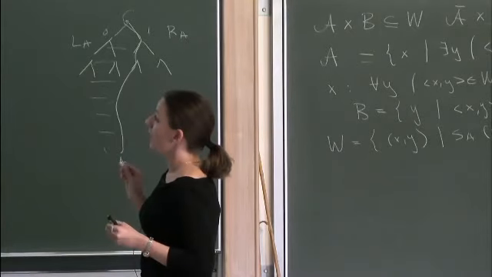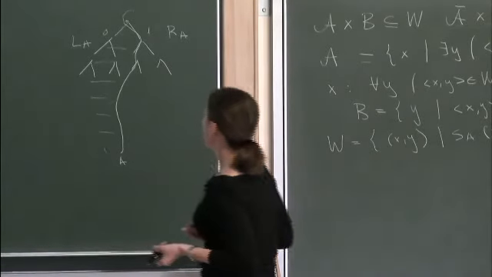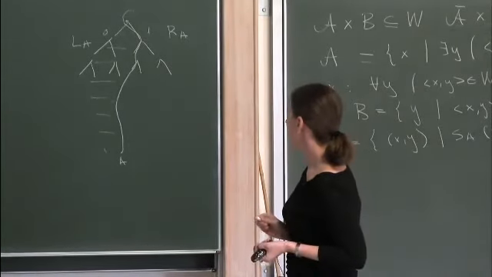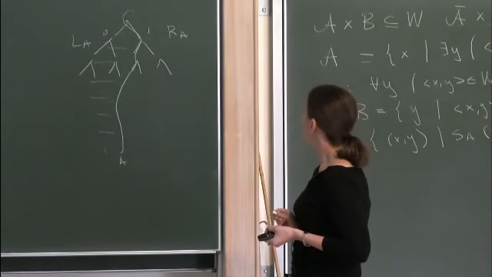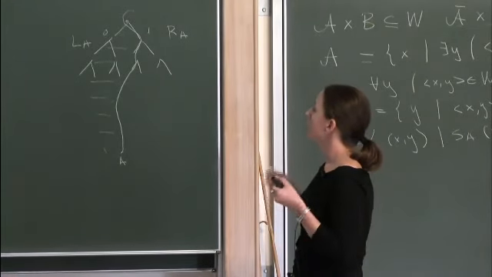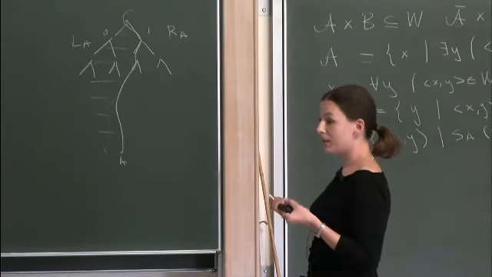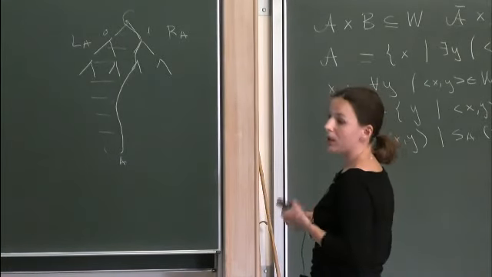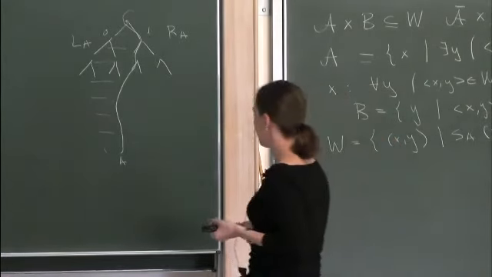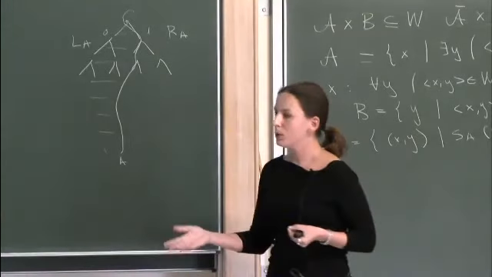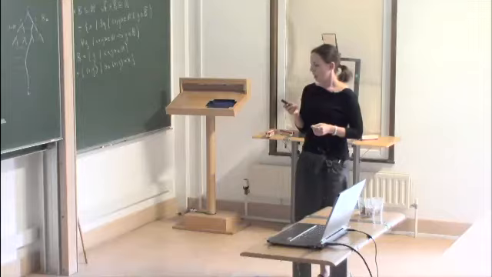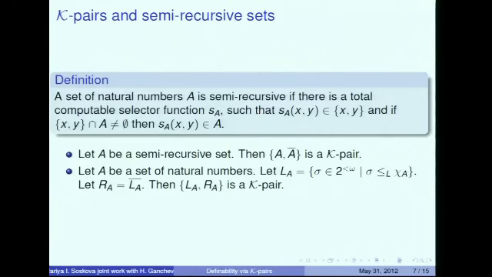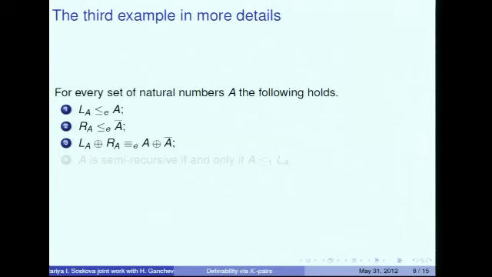And left A, right A is always a k-pair because left A is semi-recursive, and the selector function for left A works as follows. Given two finite binary strings, it compares them and sees which one is to the left and outputs that one. So it plays it safe. And because this ordering is computable and linear, this is a total selector function. This third example turns out to be a significant example in terms of enumeration reducibility for the following reason.